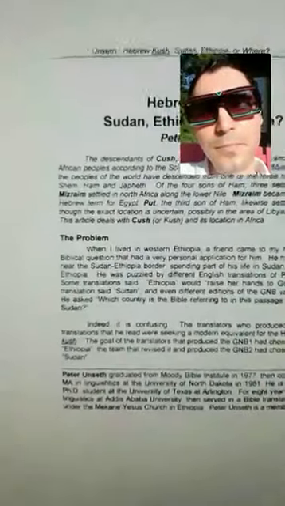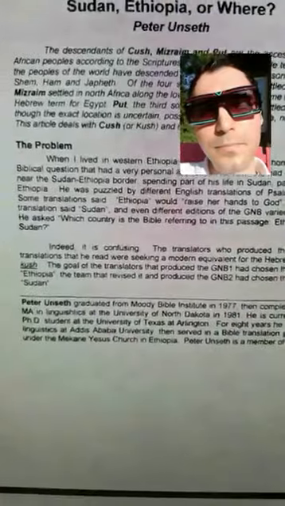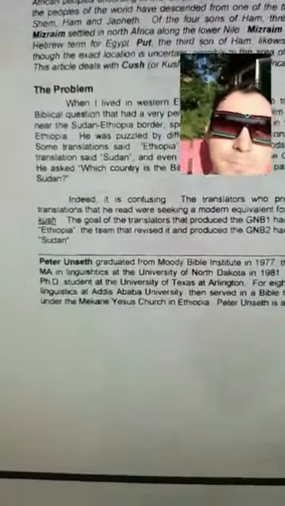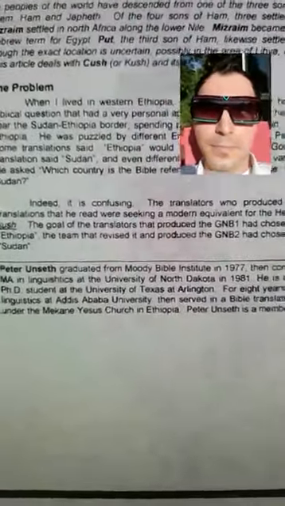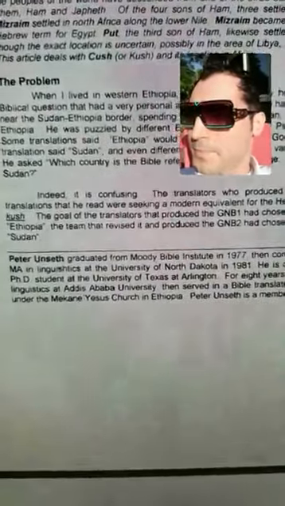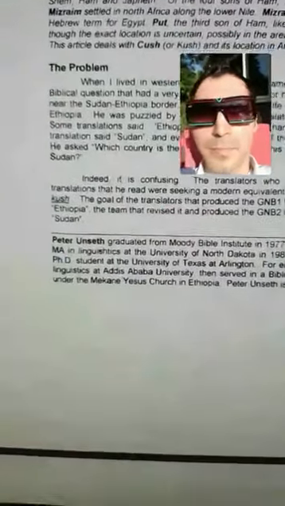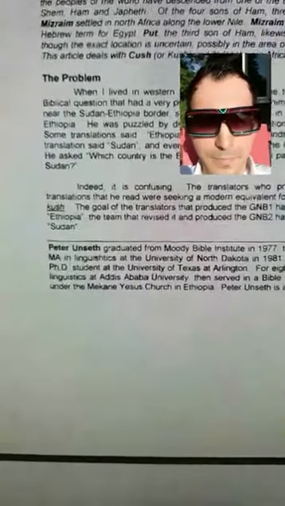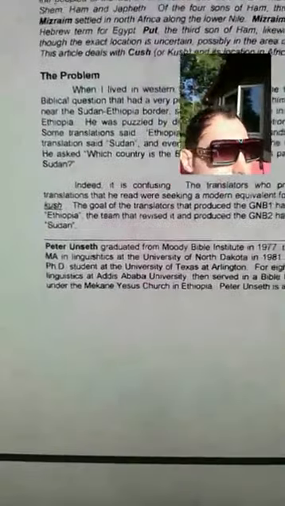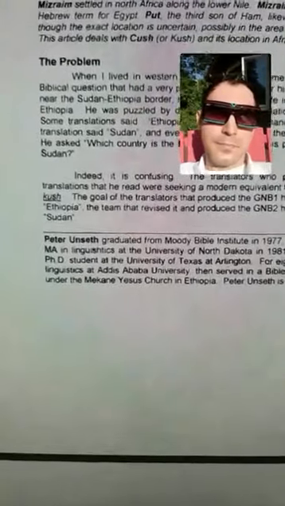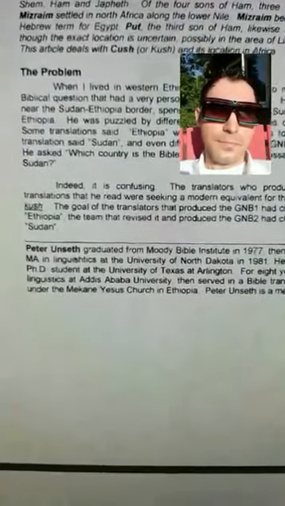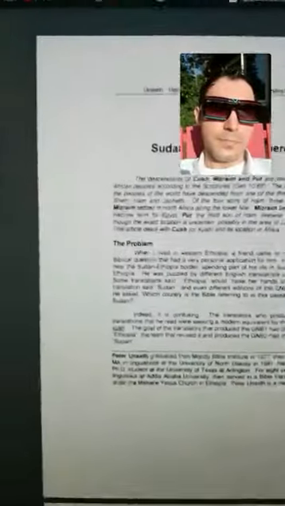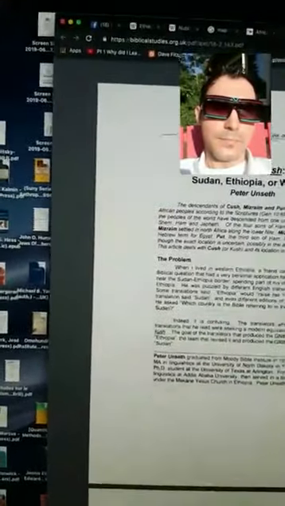Look at this, family. I'm going to show you. This is something that I use as a source for my book. When I lived in Western Ethiopia, a friend came to my home with a biblical question that had a very personal application for him. He had grown up near the Sudan-Ethiopian border, spending part of his life in Sudan, part of it in Ethiopia. He was puzzled by different English translations of Psalm 68:31. Some translations said Ethiopia would raise her hands to God. Another translation said Sudan. And even different editions of the GNB varied in this. He asked, which country is the Bible referring to in this passage? Ethiopia or Sudan? So it got confusing.